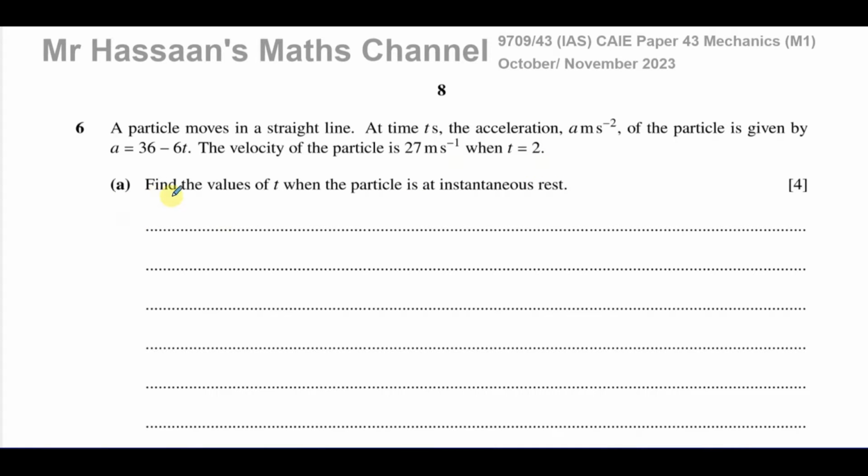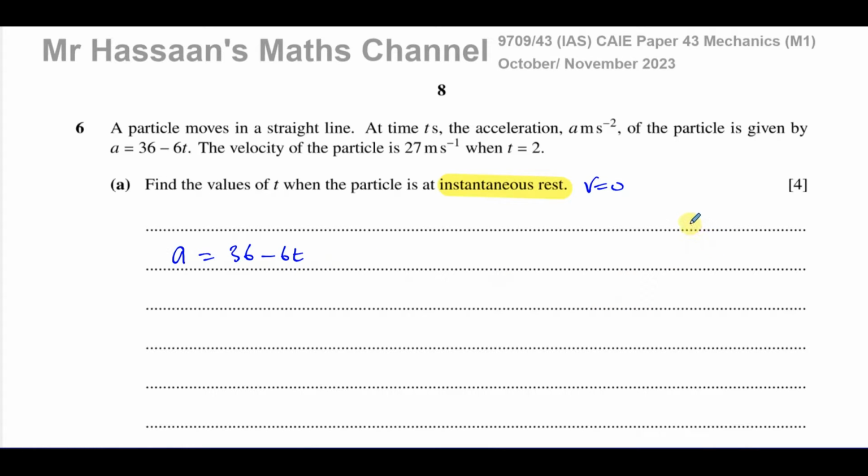So part A says find the values of t when the particle is at instantaneous rest. Now instantaneous rest means when the velocity is equal to 0. Okay, so what we have is the acceleration. We have the acceleration is given by 36 minus 6t.